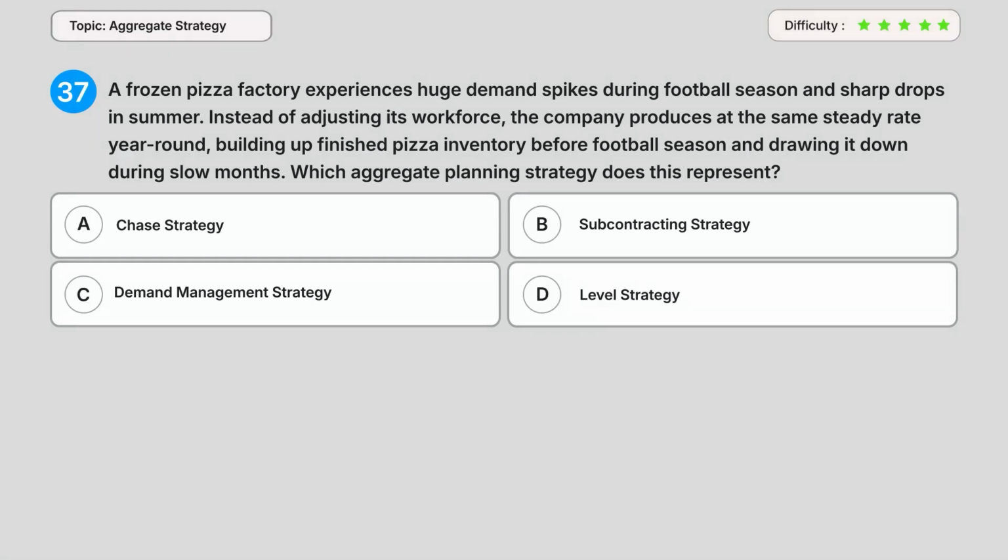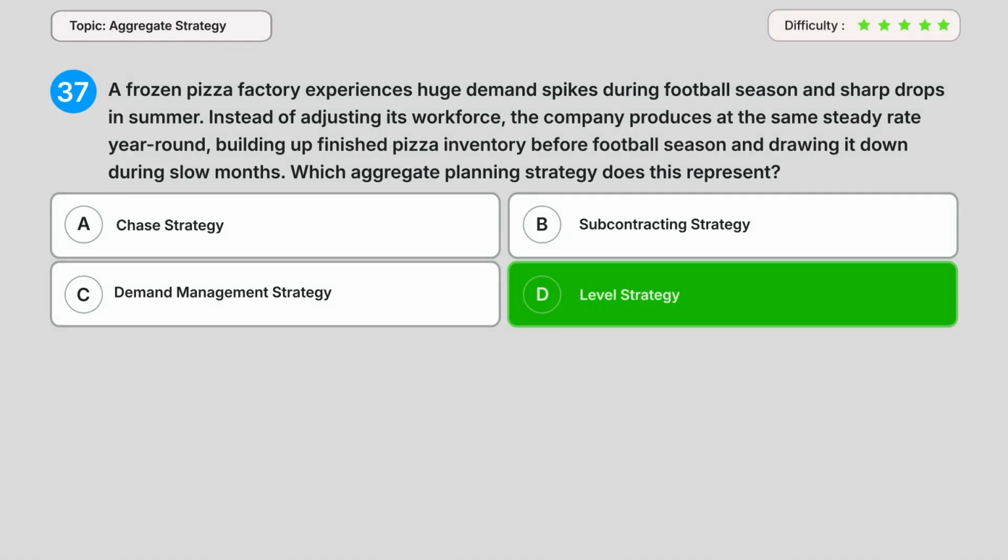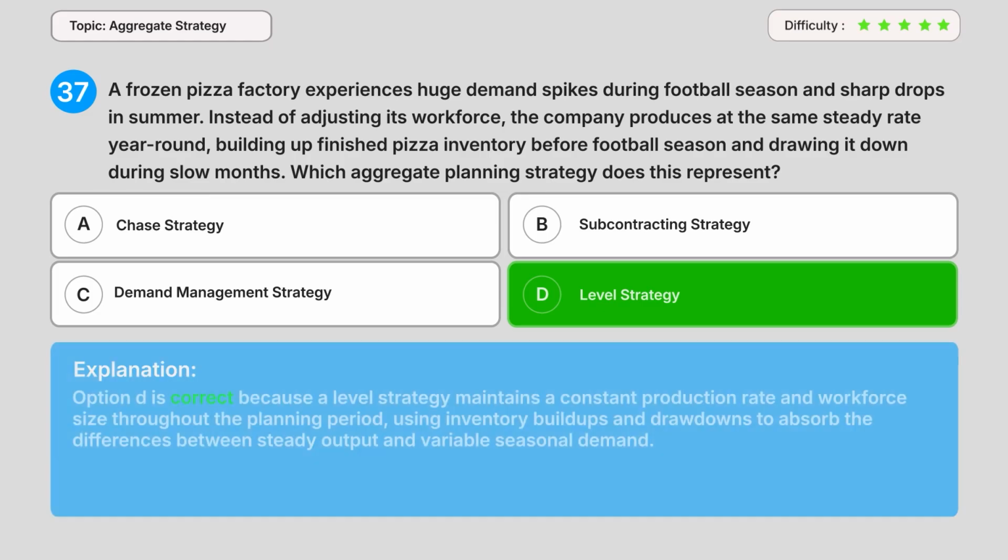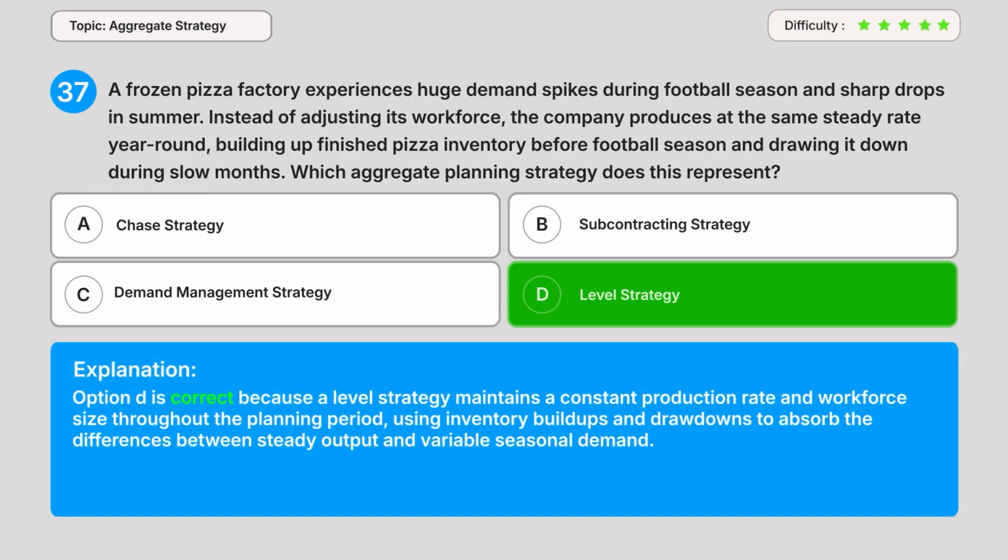Correct answer: D. Level strategy. Explanation: option D is correct because a level strategy maintains a constant production rate and workforce size throughout the planning period, using inventory build-ups and drawdowns to absorb the differences between steady output and variable seasonal demand.